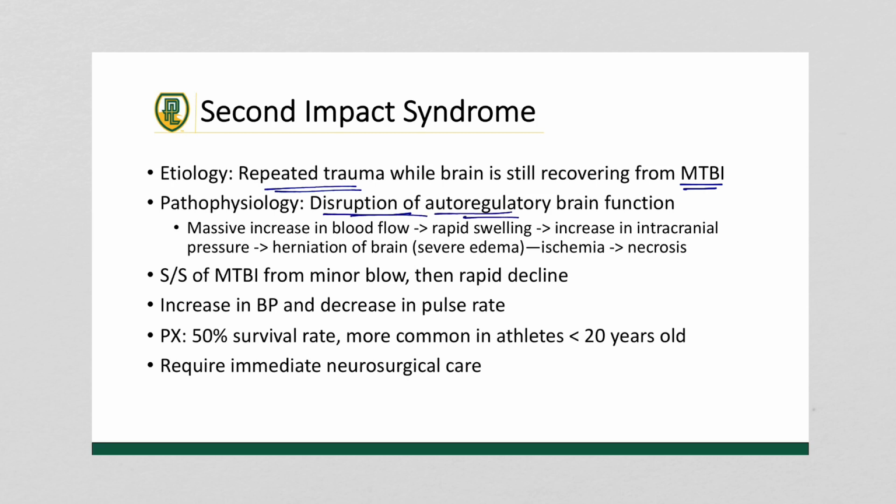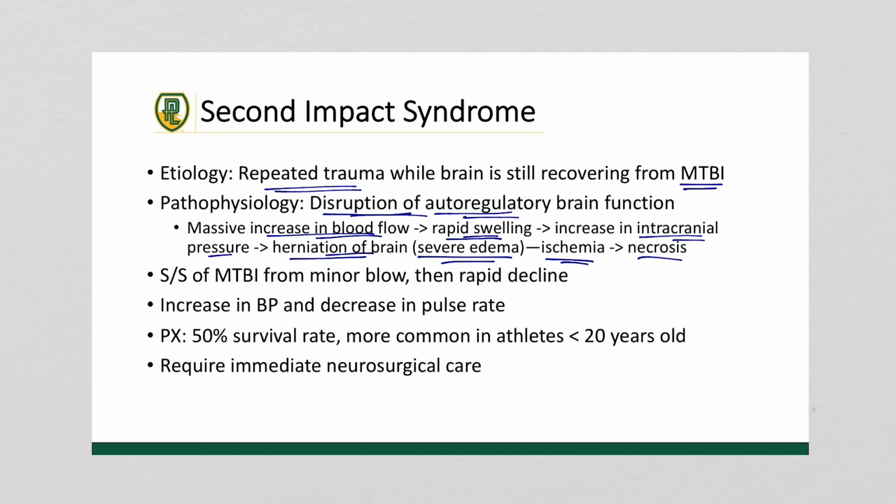And so we see this massive increase in blood flow. We have rapid swelling that occurs within the brain. We have an increase in intracranial pressure that could be subdural, epidural, intracranial. And so we start to see herniation of the brain, severe edema. Because we have pressure on the brain, now we have a lack of blood flow to that area because blood can't get there. And so we start to see cellular death actually occurring, right? And this is terrible because the reality is in this particular case scenario, we could have prevented it, right?